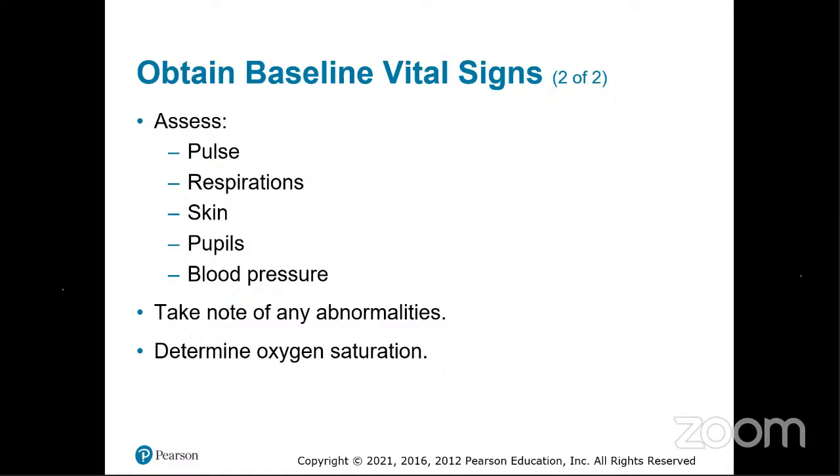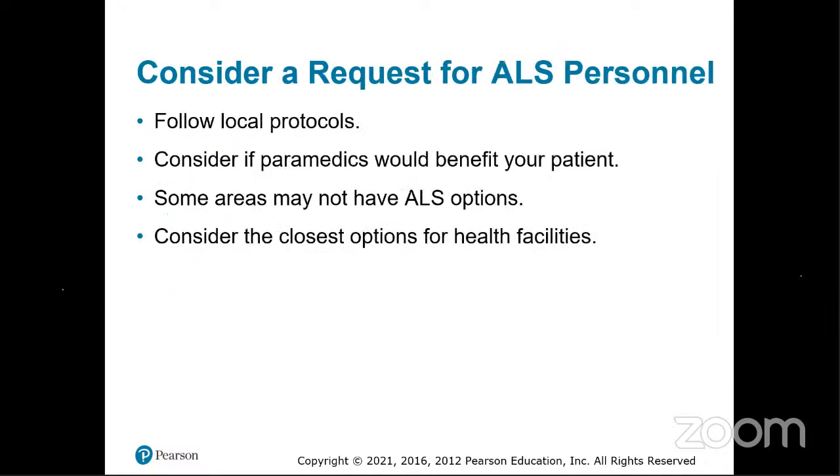Obtain a baseline set of vitals. We've hit on this already: pulse, respiration, skin, pupils, and blood pressure. Take note of any abnormalities, document, and then try and determine the oxygen saturation. Consider requests for ALS personnel.